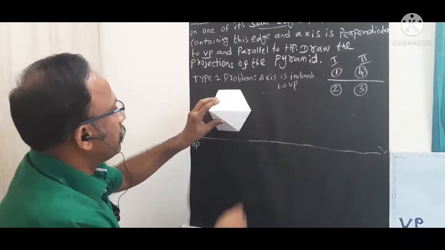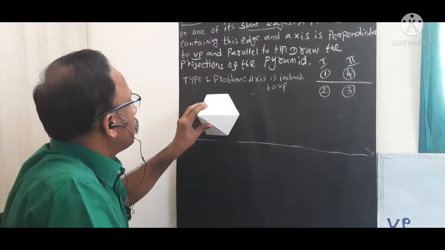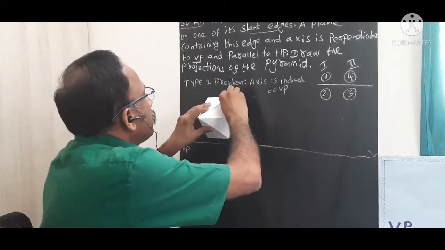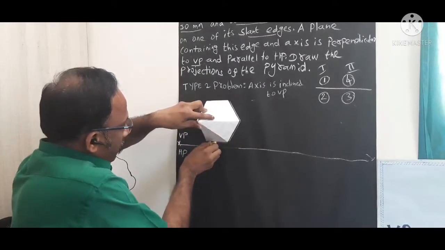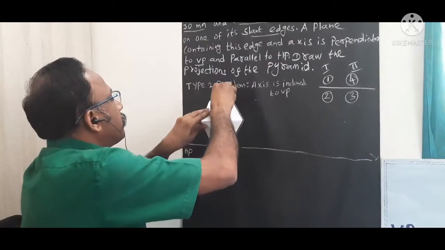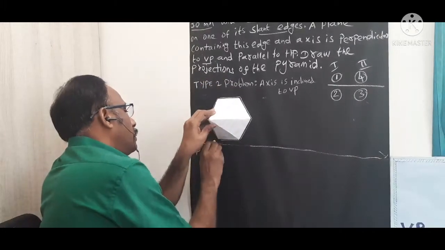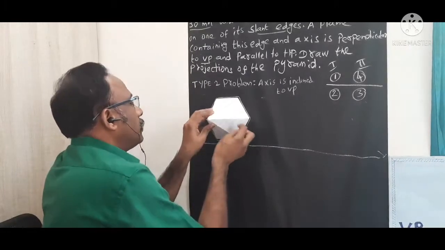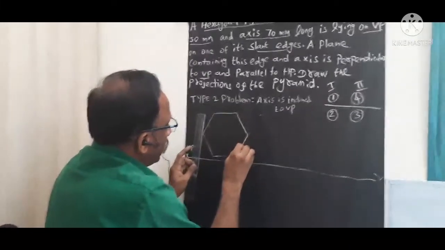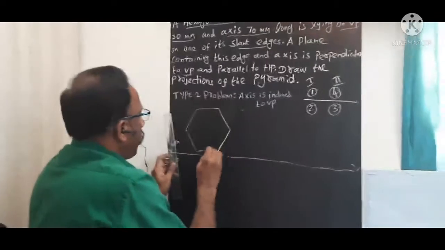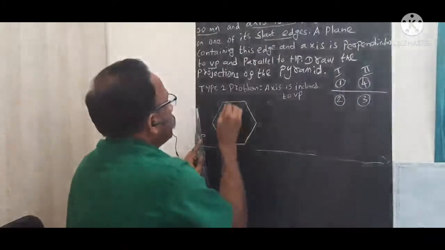We can keep it in this position because this slanting edge is resting on VB. Like this way I am going to keep it here, and you draw the front view of this hexagonal pyramid first. This is the front view. So first step, you need to draw the front view of this hexagonal pyramid whose side is equal to 30 mm. All 6 sides I have drawn as 30 millimeter.